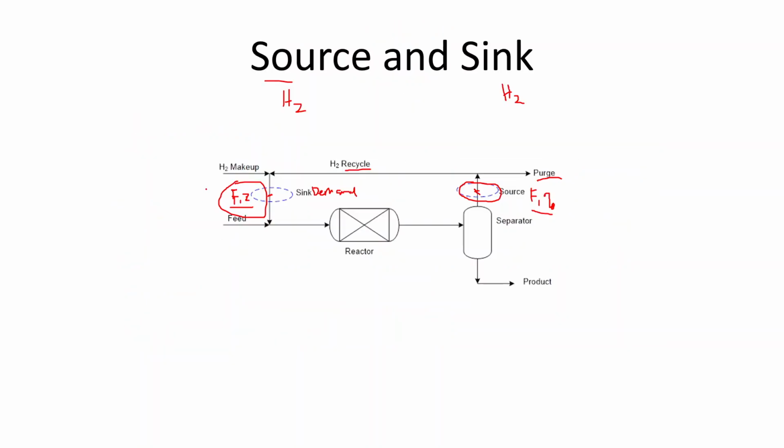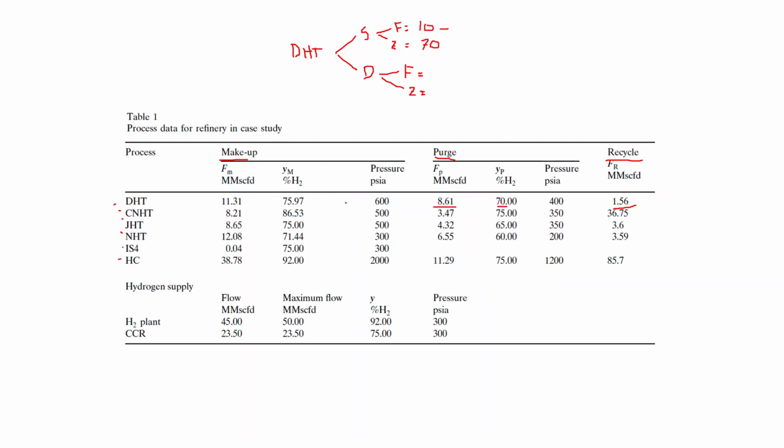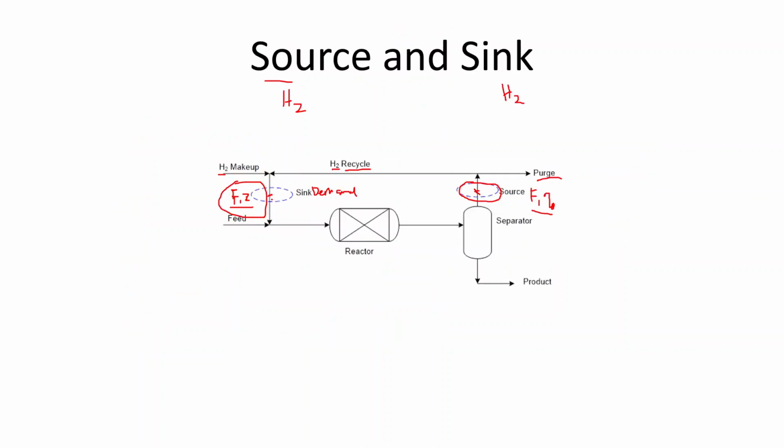We have the recycle and we have the makeup. So simply this is makeup plus recycle. Makeup is the 11 and recycle is 1 point something, so it's about 12 point something. And then now comes, it's straightforward, but you will need more brain power. What is the concentration of hydrogen here?